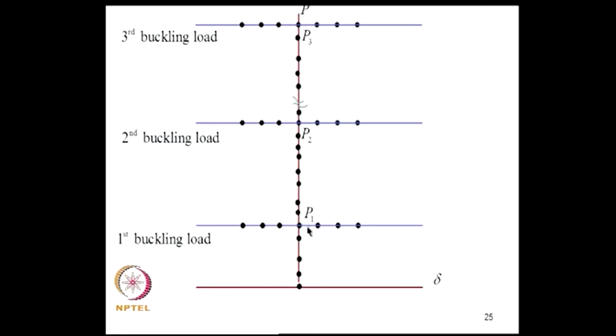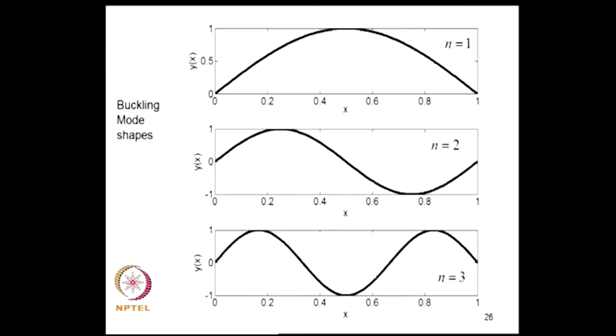But of course, from engineering point of view, we are interested in the lowest value of P at which the structure would lose its stability, and we will design the structure in such a way that the P critical is placed sufficiently high, so that the axial loads experienced by the structure would not come close to the critical values. The buckling mode shapes are sinusoidal functions. This is the first mode, this is second mode, and this is third mode, and so on and so forth.